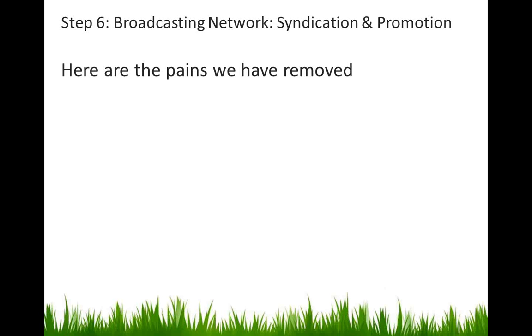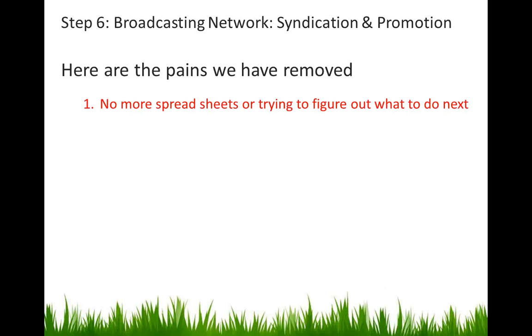With our broadcasting network, we're going to be building and looking at syndication and promotion. Here are the pains that we've removed. The first one is there's no more spreadsheets and no more trying to figure out what to do next. DWS does this all for you, step by step, and takes you through the entire process. We've got a horizontal process, which is our production line, and a vertical process, where we can zoom in and out to granular levels. If we're working by ourselves, we can drill right down into the task we have to do, and then move on to the next task.